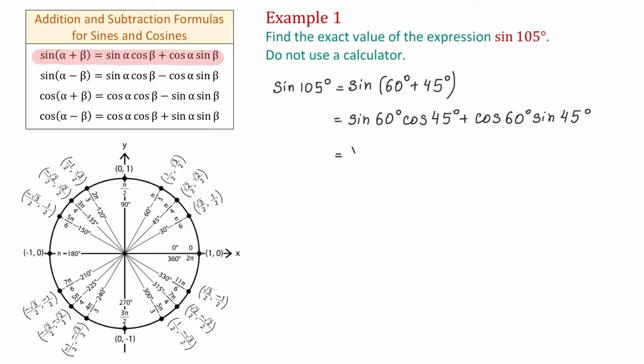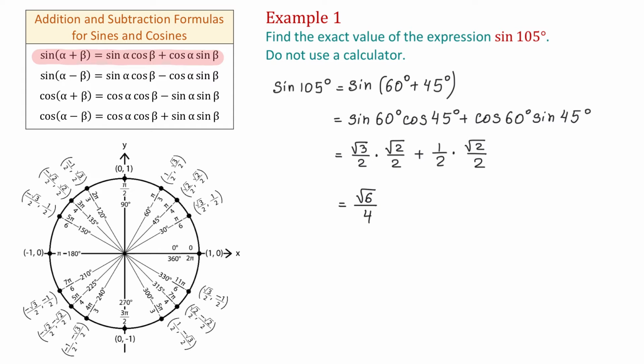So, we will write square root of 3 over 2 times square root of 2 over 2 plus. Now, cosine of 60 degrees is 1/2, and sine of 45 degrees is square root of 2 over 2. Then we will add 1 over 2 times square root of 2 over 2. Now, in the first product, in the numerator, square root of 3 times square root of 2 is square root of 6, and in the denominator, 2 times 2 is 4. So we will write square root of 6 over 4.